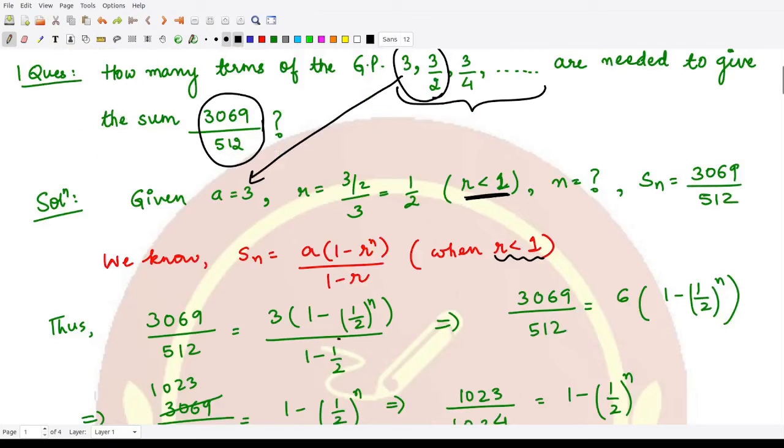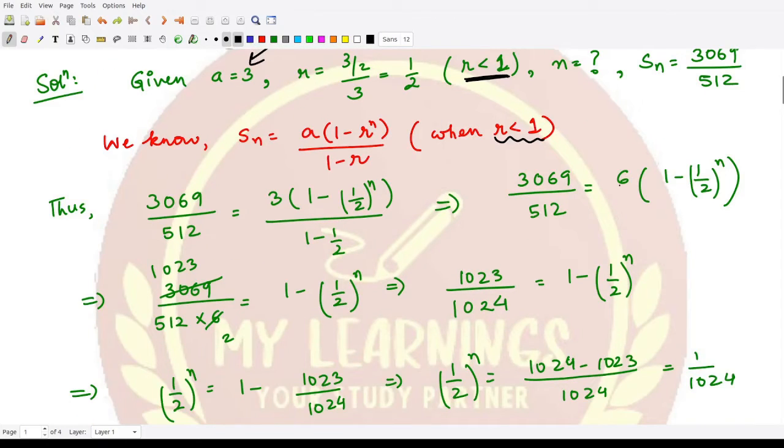So this becomes 1 by 2, and this 2 would go up and multiply with 3 to give you 6, correct? And all the other terms are as such here. Next, you see we can divide by 6 on the left hand side, so that this 6 and 3069 cancel each other to have 2 in the denominator and 1023 in the numerator, so that the denominator now becomes, when you multiply 512 with 2, 1024, correct?